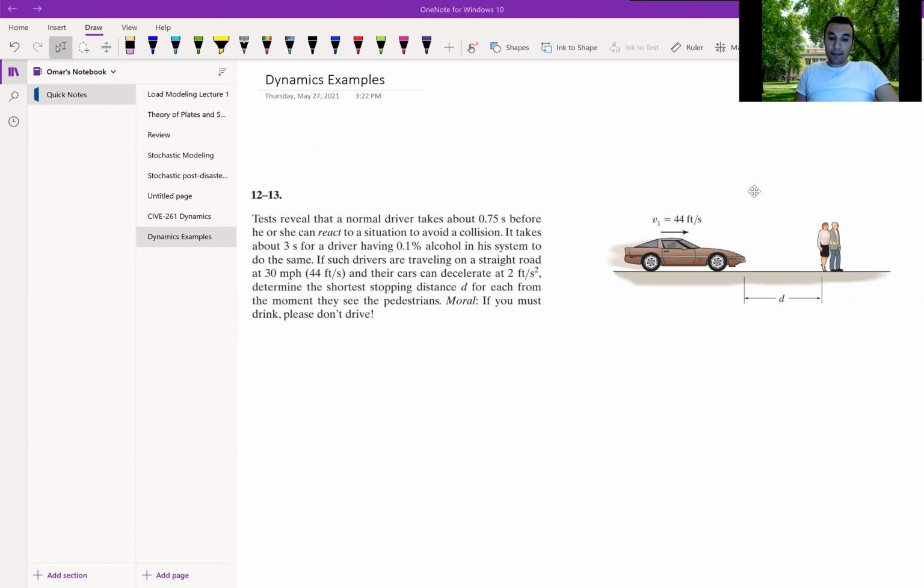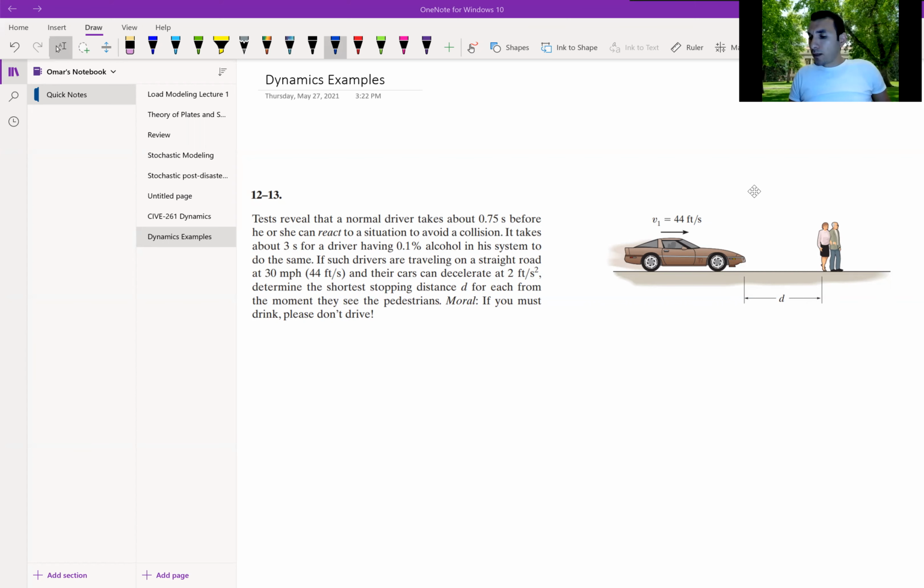It says that tests reveal that a normal driver takes 0.75 seconds before he or she can react to a situation to avoid collision. It takes normal drivers 0.75 seconds to react, and for an alcoholic driver with 0.1% alcohol in their system, 3 seconds. So if the car is moving at 44 feet per second and can decelerate at 2 feet per second squared, determine the shortest stopping distance for this car for both drivers.